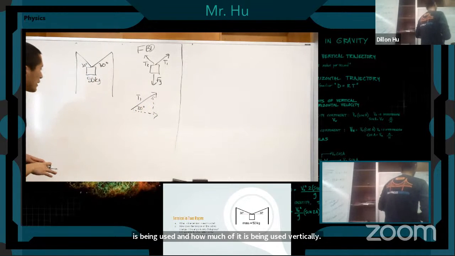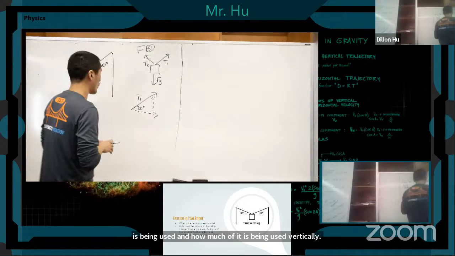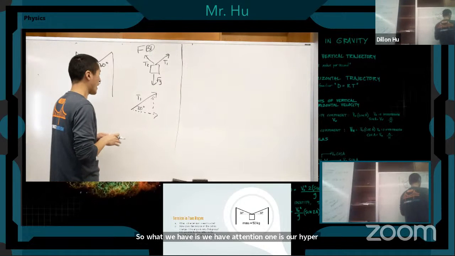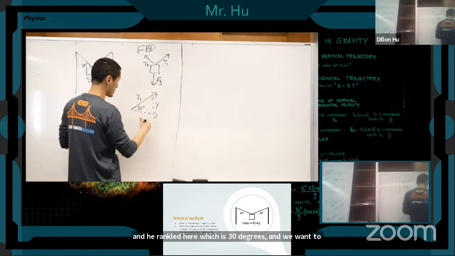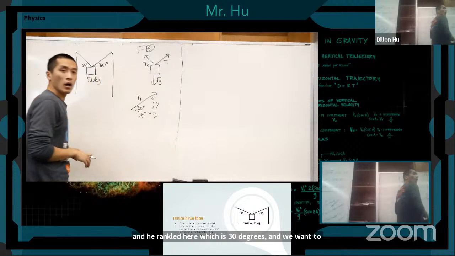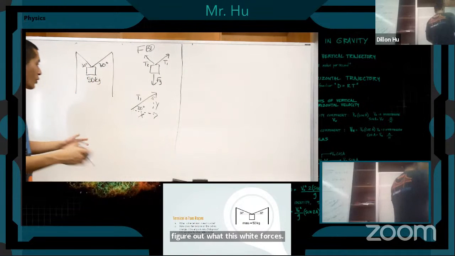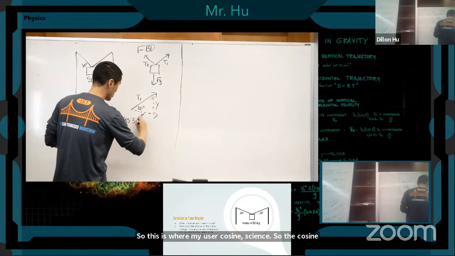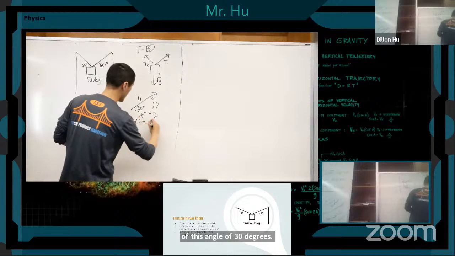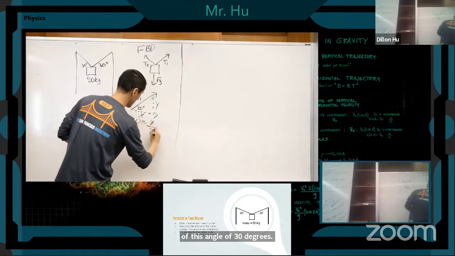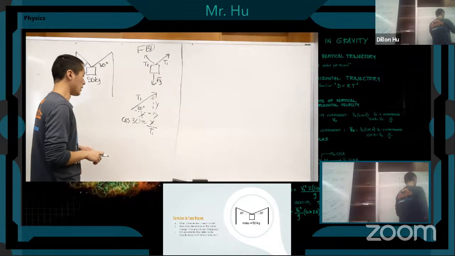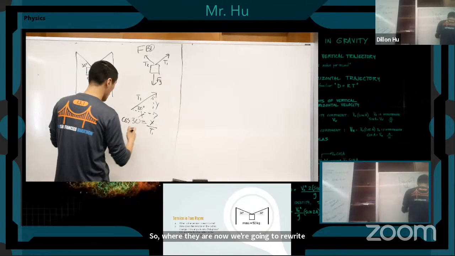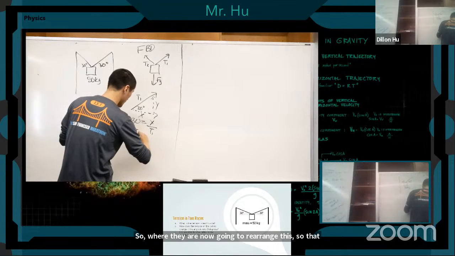Okay, so let's do a little bit of trigonometry here. Tension 1 is our hypotenuse, and we have our angle here, which is 30 degrees. We want to figure out what this y force is. This is where we're going to use our cosines and sines. The cosine of this angle of 30 degrees is going to equal the adjacent, which is x, over the hypotenuse, which is our tension. So we're going to rearrange this so that our x force is going to equal our tension 1 times cosine 30.